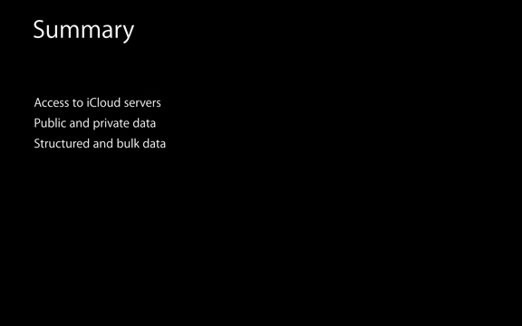So in summary, what have we covered today? CloudKit gives you access to iCloud servers. It supports both public and private data. It supports both structured and bulk data. You can use it for large files. It leverages the existing iCloud accounts infrastructure, which means that the over 400 million iCloud accounts out there are here for you to take advantage of. Apple is building on it in a big way. Both iCloud Drive and iCloud Photo Library were built from scratch on top of CloudKit. We're super excited to see what you're going to build on top of this new framework.